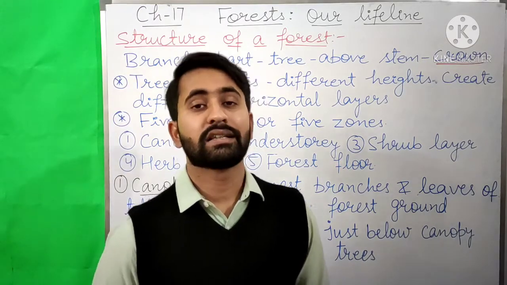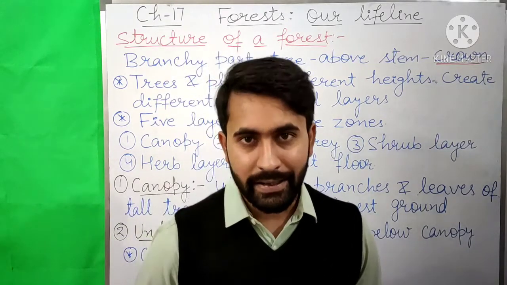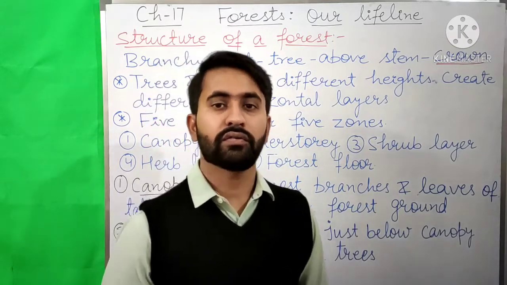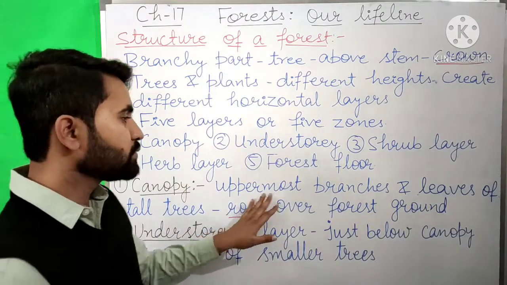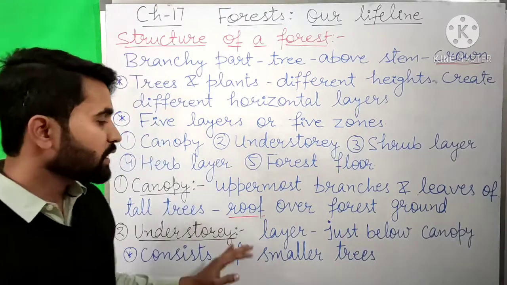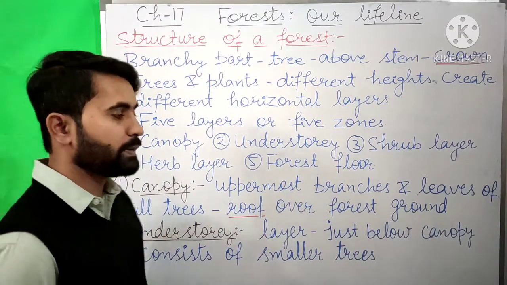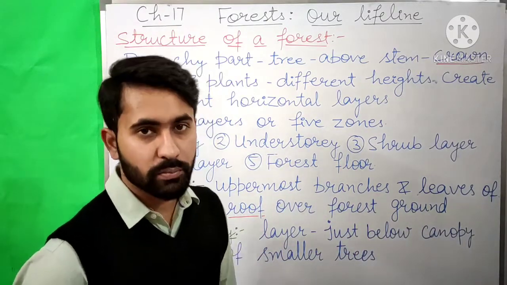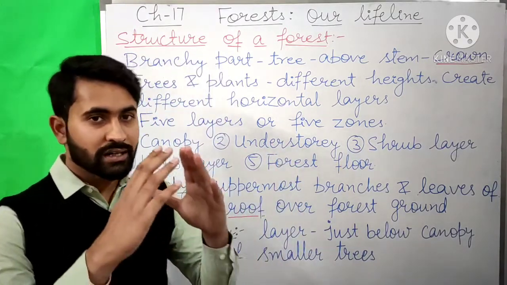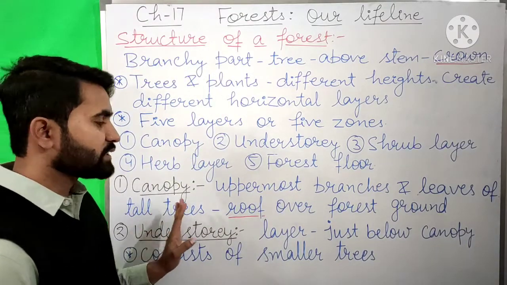In a forest, the branches and leaves of a tall tree form a kind of roof or umbrella over the small trees of the forest. The uppermost branches and leaves of the tall trees, which form a roof over the forest ground, are known as the canopy. Canopy means the uppermost branches and leaves of the tall trees that form a kind of roof over the smaller trees.